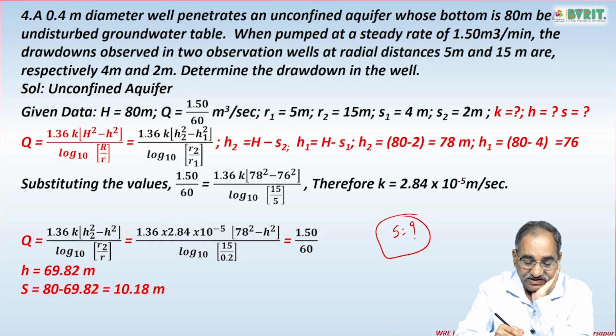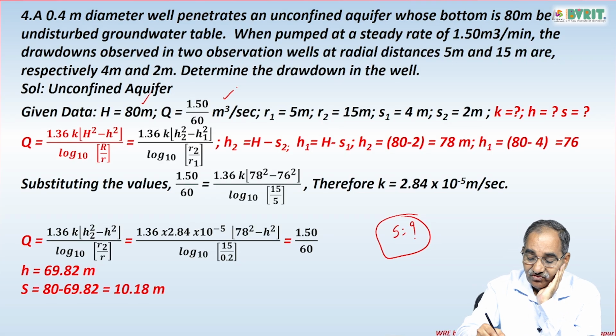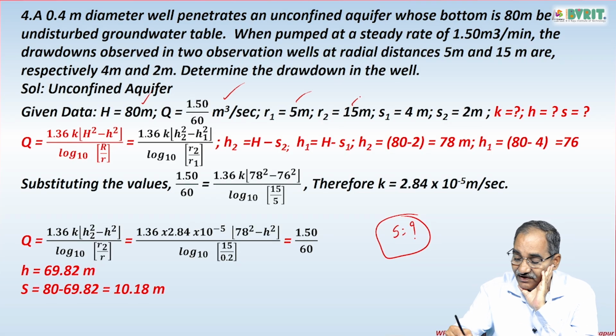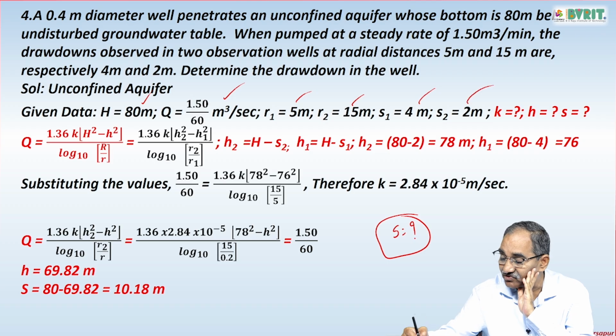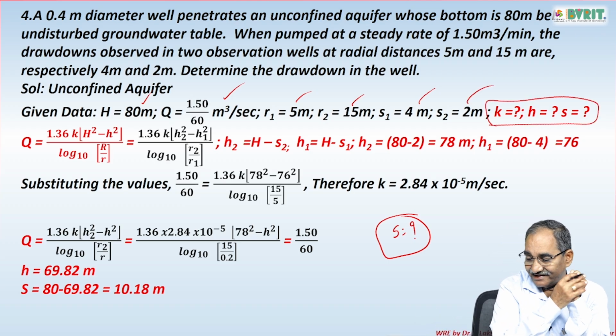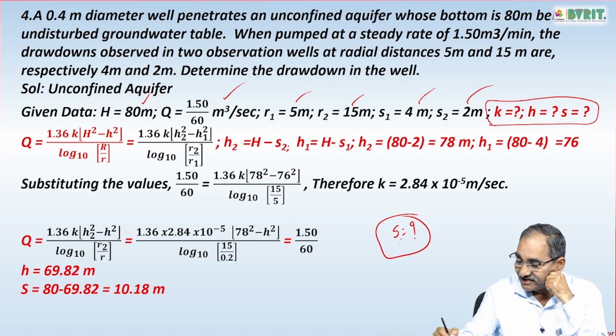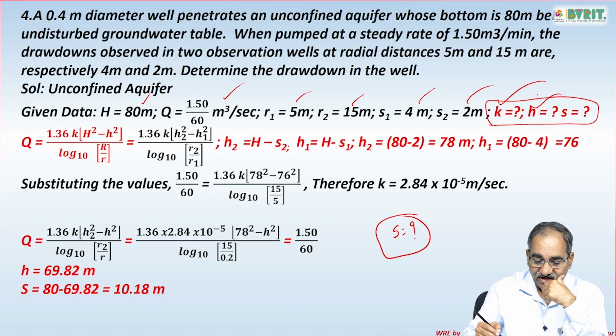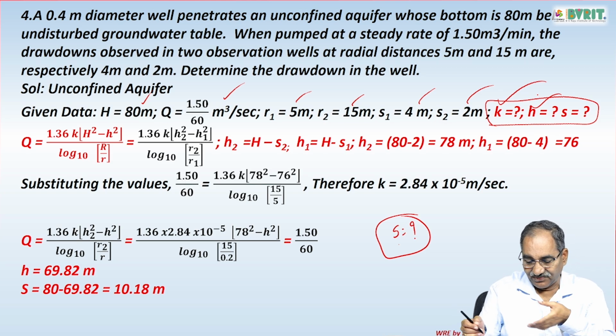So the data given is H, Q, then R1, R2, S1, S2. What is K, what is h, what is S? Because if you want to determine S, you should know h. And if you want to know h, you should know K. That is how the discussion goes.